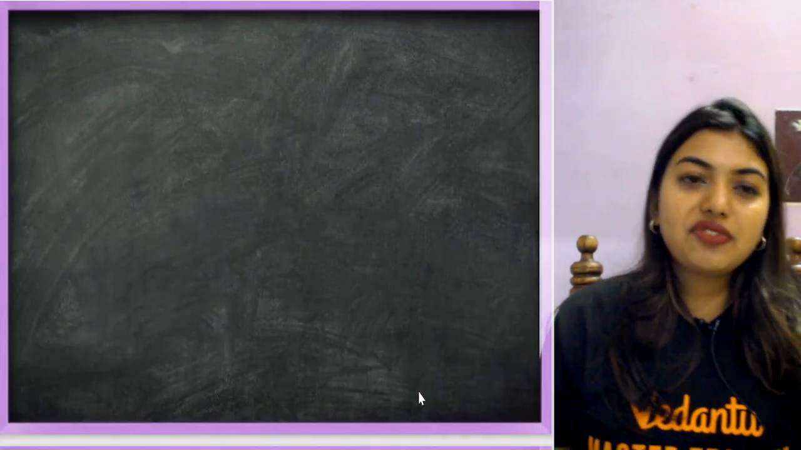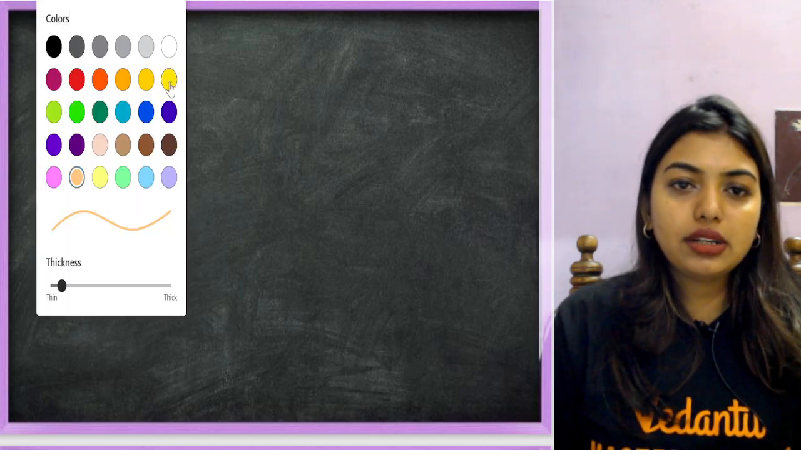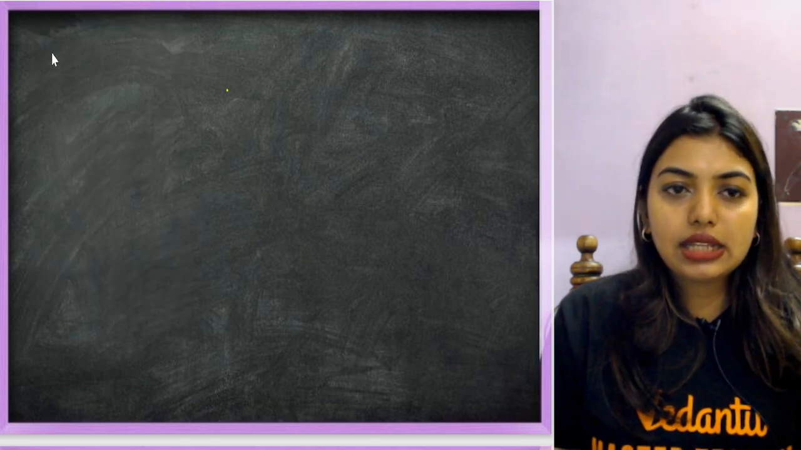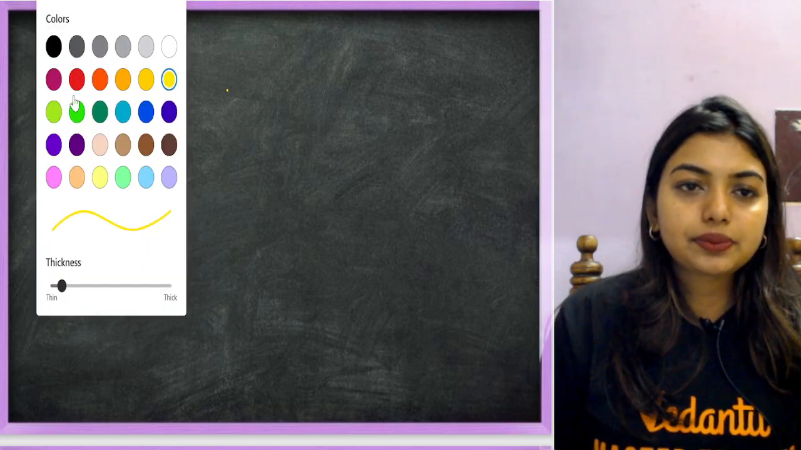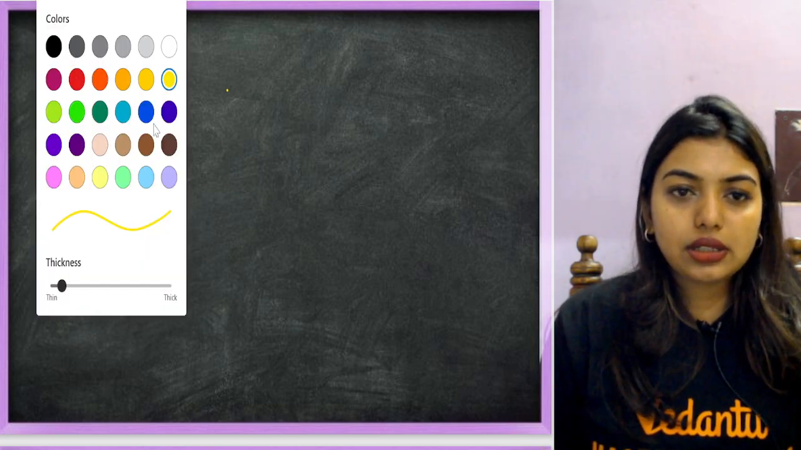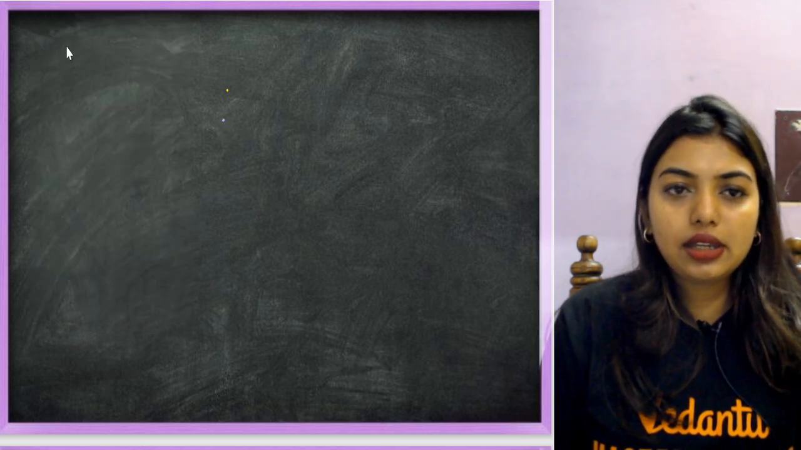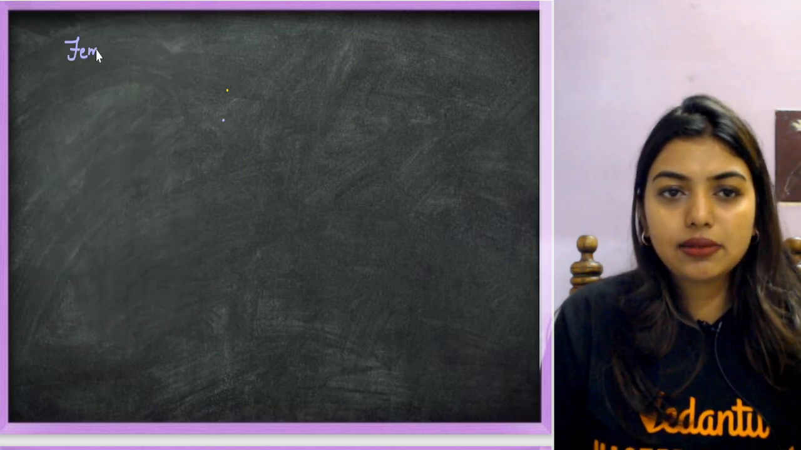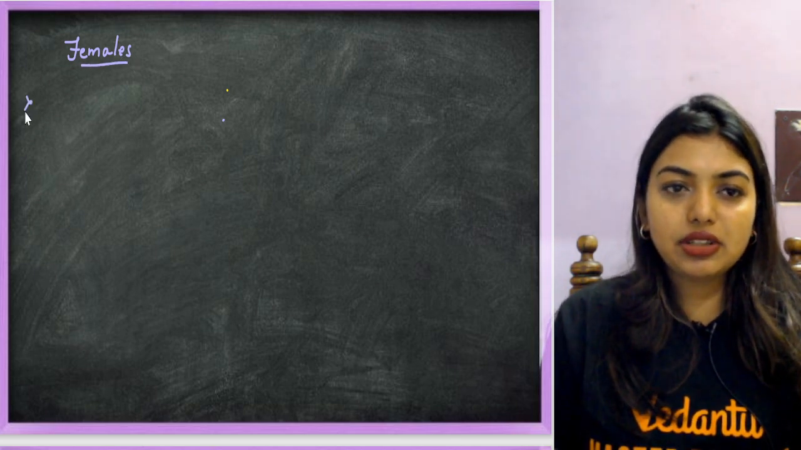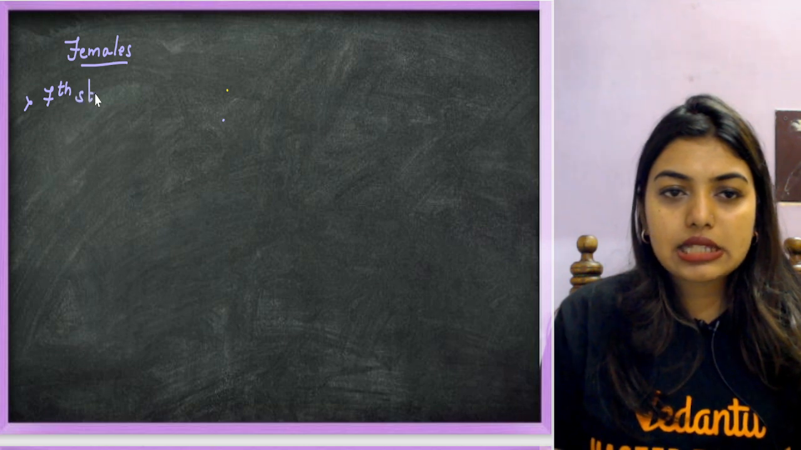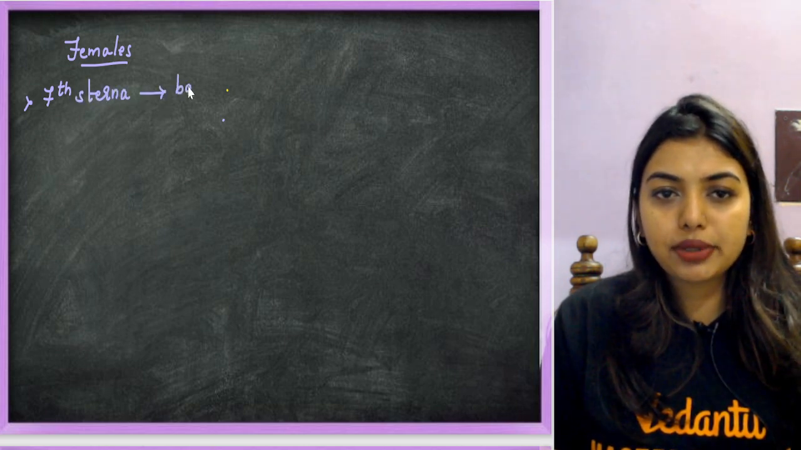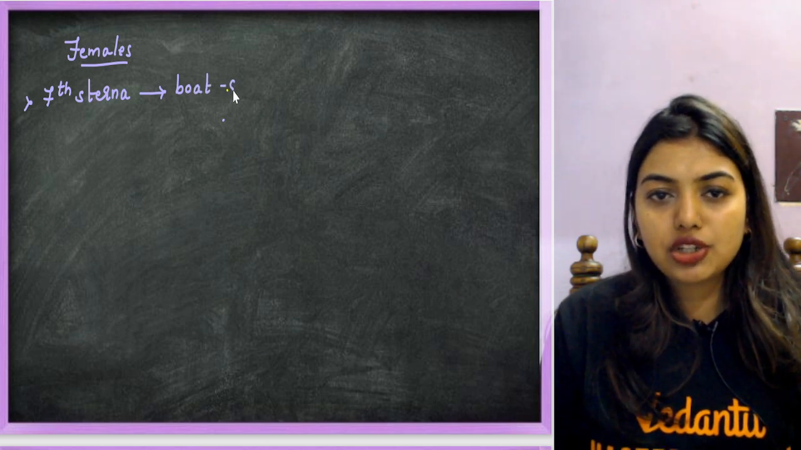Now here, students, a very important box we are going to write. First we'll write in females. Let's use another color. I'm trying to write as neat as possible, but it is difficult with this pen. So in females, the 7th sterna is boat shaped.